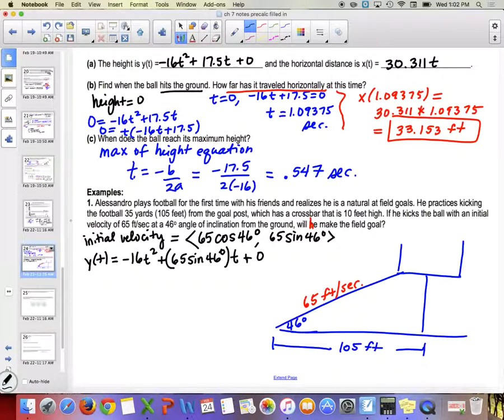And then our x equation, x of t, what would that be? 65 cosine of 46 degrees times t, right? So for every second, it's gaining that much. We want to know after 105 feet how high it is. So tell me how to do that. How do I find how many seconds it took to get to 105 feet out along the x direction?